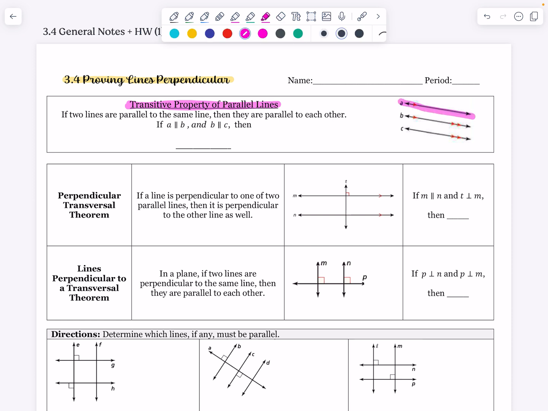If A is parallel to B, so if we know those two lines are parallel, that is marked with these single triangles. But it also says that B is parallel to C. Those are marked with those double triangles right here, so those are parallel. Then what do we know? Well, if pink is parallel to green, and green is also parallel to yellow, what does that mean about these outside pieces? Transition out that middle line. We're going to know that A is going to be parallel to C. So two lines parallel to the same line are going to be parallel to each other.